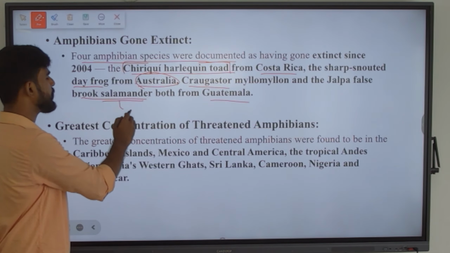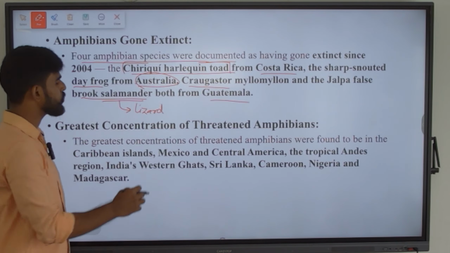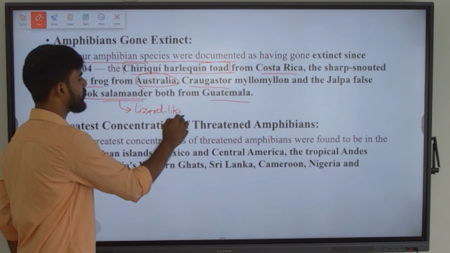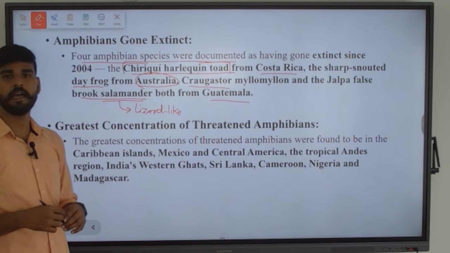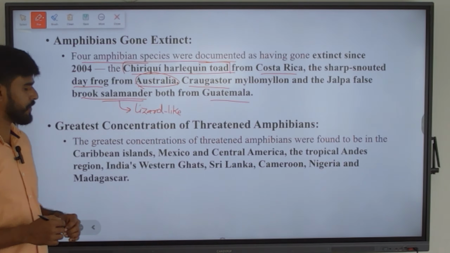This salamander is nothing but a lizard-like amphibian, okay? So they look like lizards and they will have a long tail, and their limbs will be very short, okay? So it is a lizard-like amphibian, the salamander.